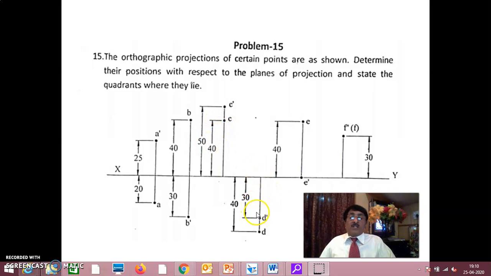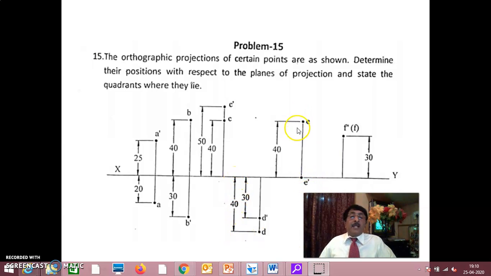Now you come to this. This is the fourth quadrant, no? This is immediately XY line, HP, VP both below, fourth quadrant, 30 and 40, you listen. This fourth quadrant is always in front of VP and below HP. Below HP is what? 30. D dash, no? Below HP is 30. In front of VP is 40. That means point D is in the fourth quadrant, 30 mm below HP, 40 mm in front of VP.